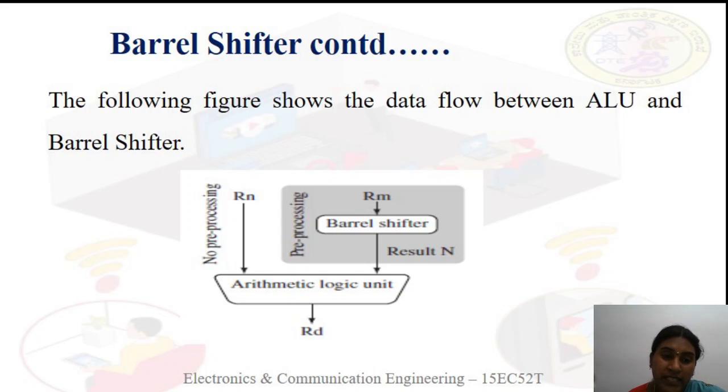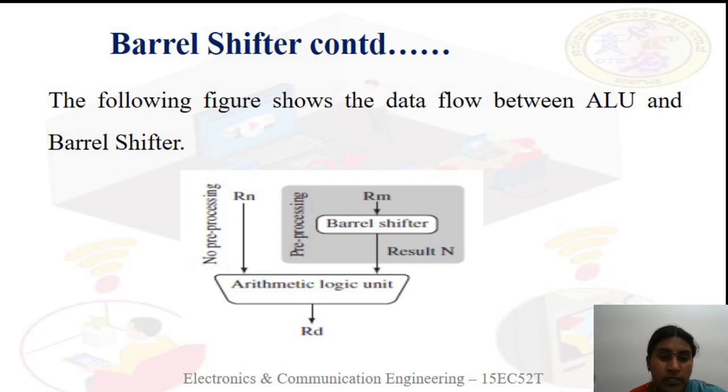Here, one of the data, that is Rn, is given directly into the ALU. It means the content of the register Rn is not processed anywhere. Directly the content of register Rn is given to the ALU, and then the content of register Rm. It means one of the data, not both, is given prior to the ALU.